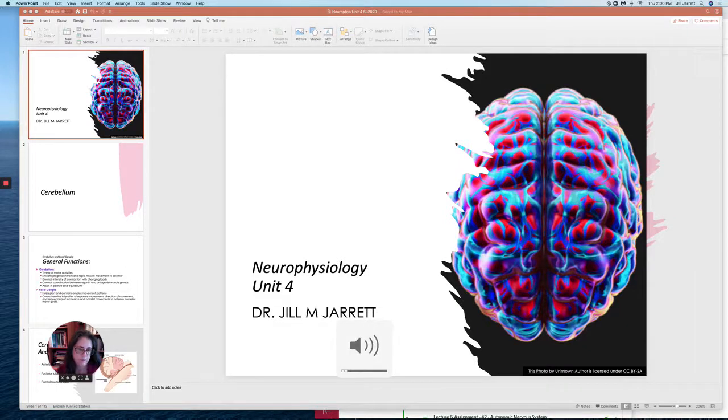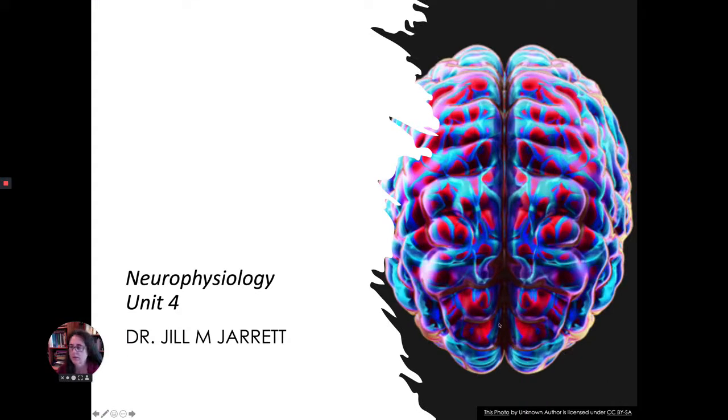Welcome to Unit 4. In this unit, we will continue our discussion of motor systems, specifically looking at the cerebellum and then later on also the basal ganglia. This one is going to be mostly the cerebellum, but I will make a few comments about both to get us started.